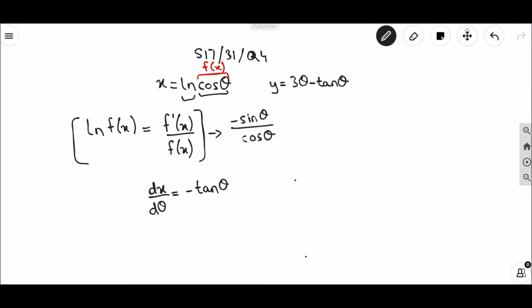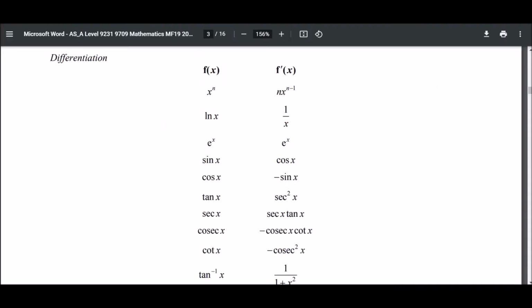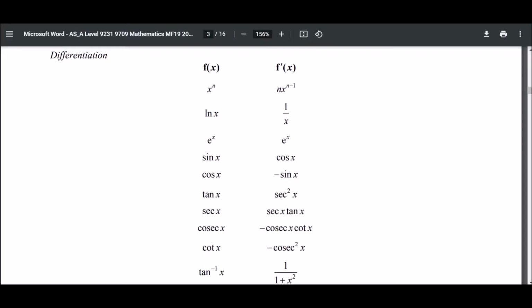Now let's find the derivative of y. 3 theta is the same as 3x, and the derivative of 3x is 3. So the derivative of 3 theta would also be 3. So dy over d theta is 3 minus, and the derivative of tan theta is given in the formula sheet. Here the derivative of tan theta is secant squared x.